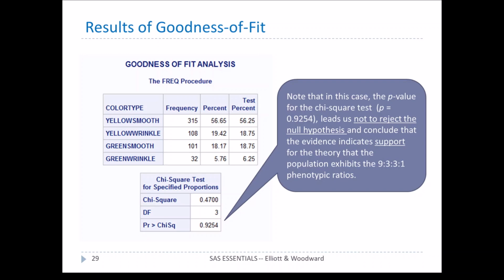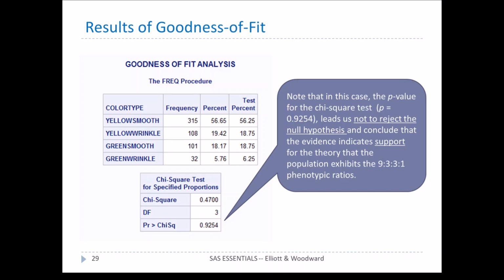I think it's always a good idea to take a look at the table and visualize, without looking at the test first, whether you think this test supports the null hypothesis or the null hypothesis should be rejected. In this case, it seems pretty close. The 56, 56, 19, 18, 18, 18, and 5 and 6, it's pretty close to what we expected.